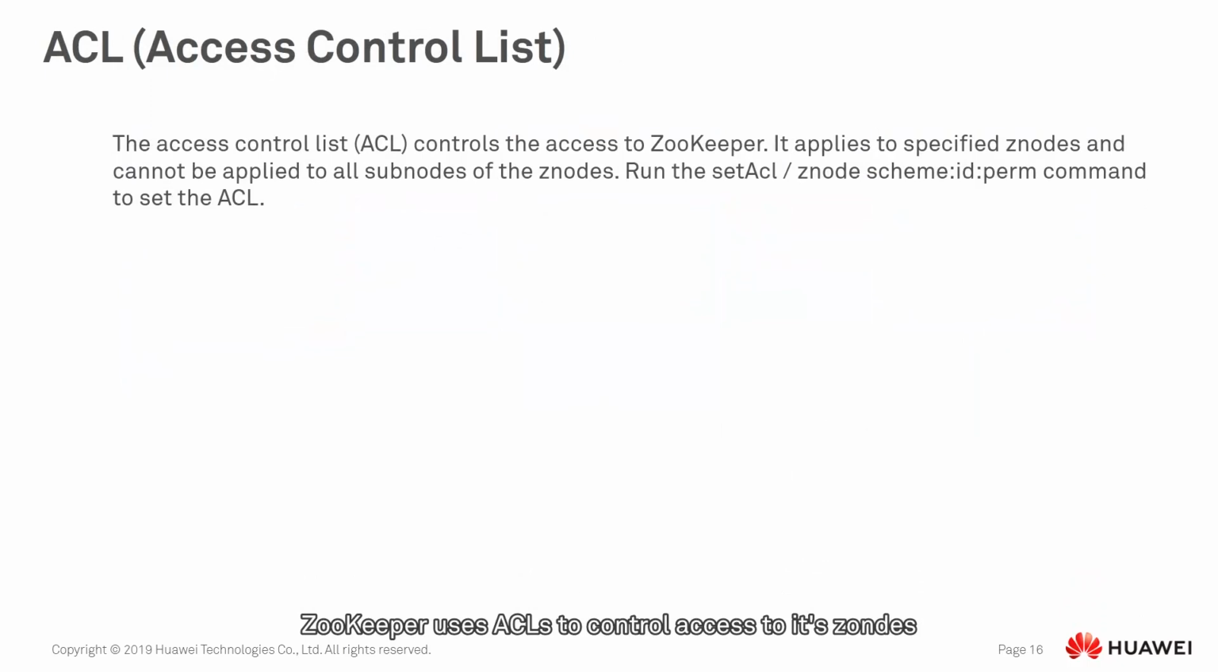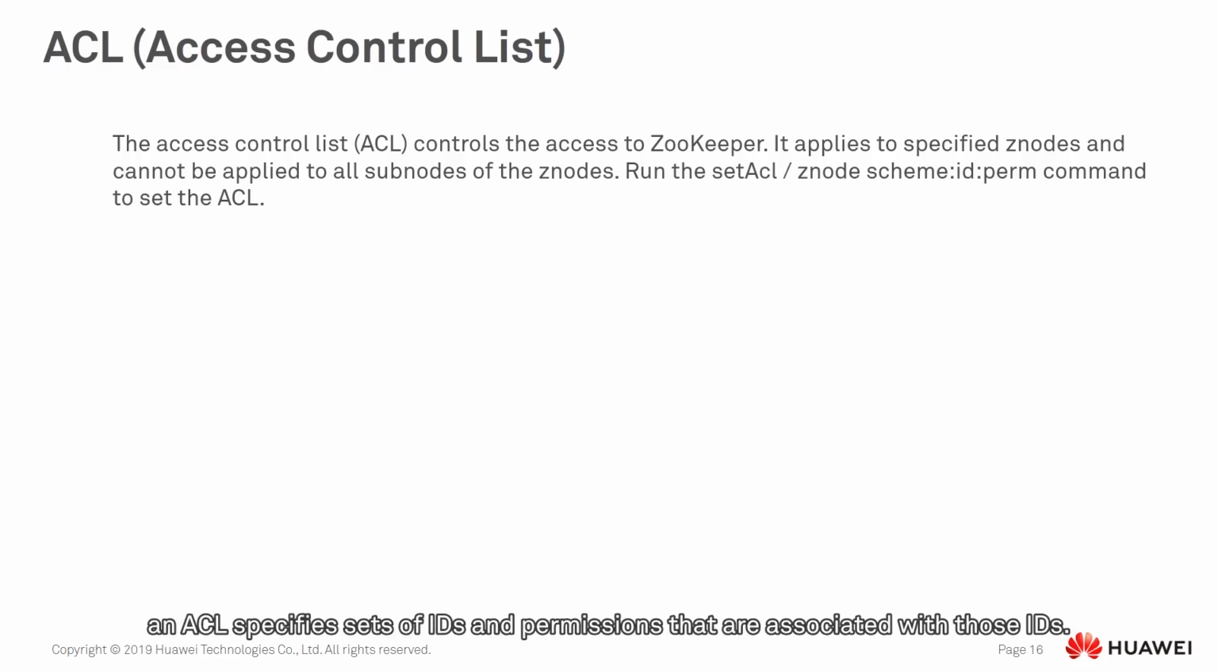ZooKeeper uses ACLs to control access to its znodes, which refers to the data nodes of a ZooKeeper data tree. The ACL implementation is quite similar to Unix file access permissions. It employs permission bits to allow or disallow various operations against a node and the scope to which the bits apply. Unlike standard Unix permissions, a ZooKeeper node is not limited by the three standard scopes for user, group, and world. ZooKeeper does not have a notion of an owner of a znode.